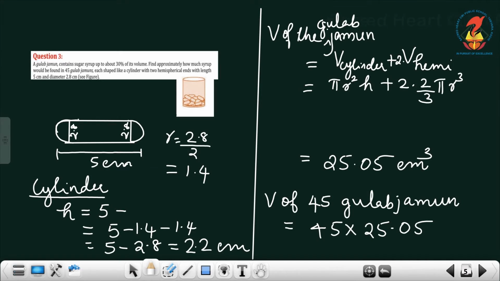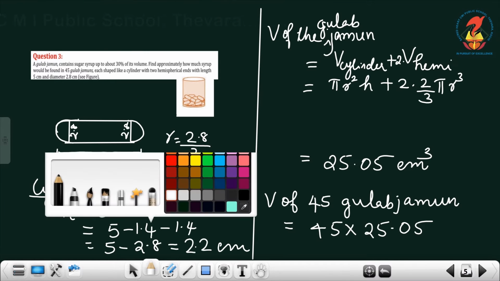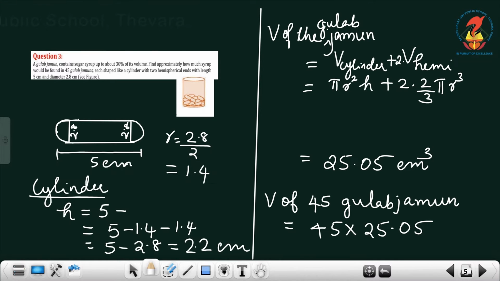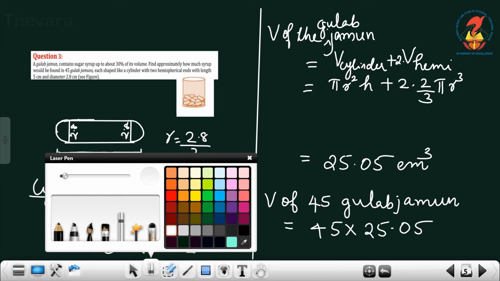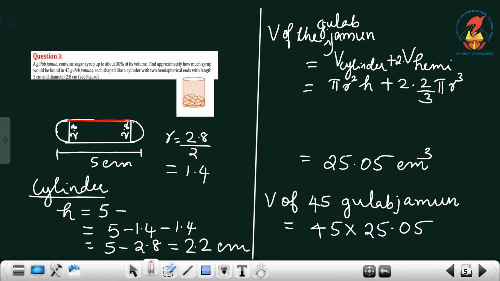The next question: a gulab jamun contains sugar syrup up to 30% of its volume. Find approximately how much syrup would be found in 45 gulab jamun, each shaped like a cylinder with two hemispherical ends with a length 5 cm and diameter 2.8 cm. This is the shape, a cylinder with two hemispherical ends.